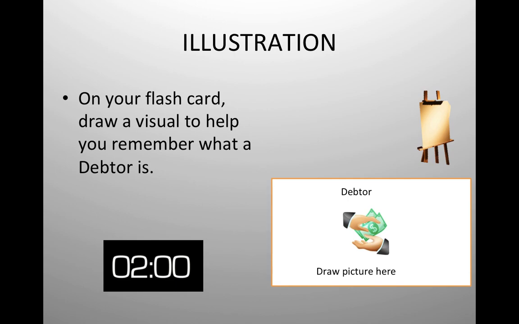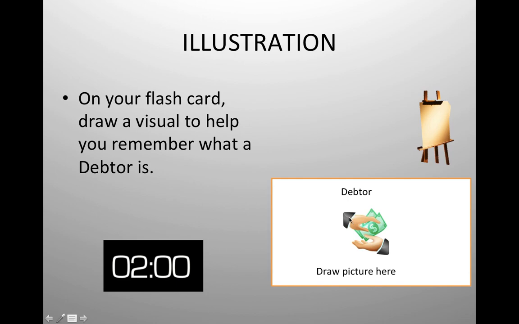If you're really confused on how to do flashcards, please go back and watch the flashcard modeling video that we did during our geography review unit with our geographic terms. So again, on the blank side, you're going to write the word at the top, so write the word debtor at the top, and then underneath you're going to draw a picture that represents the word debtor.